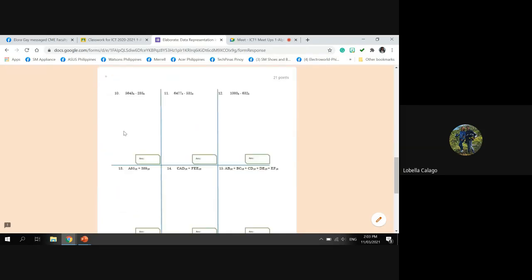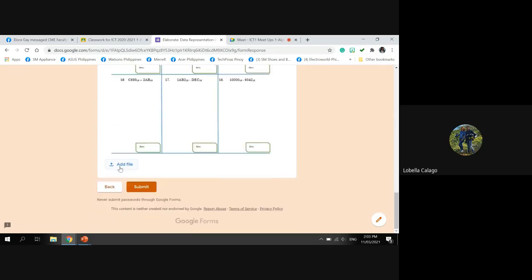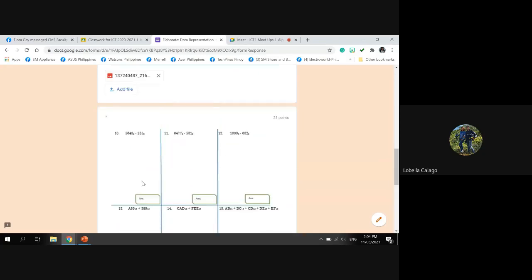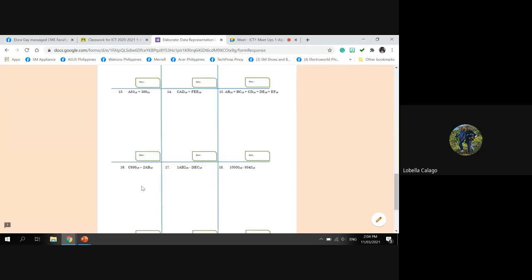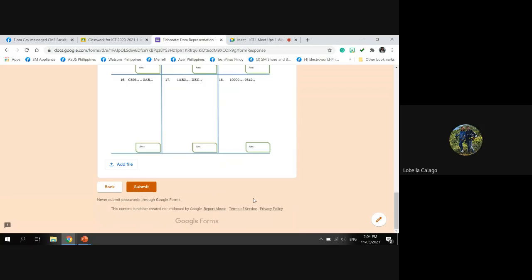Same with numbers 10 to 18. Just click the file, add file, then search for your files, then select it, then submit it or attach it. Automatically, what you attached will appear. Then, after you attach or add the files, you can now submit your assignment. Click submit.